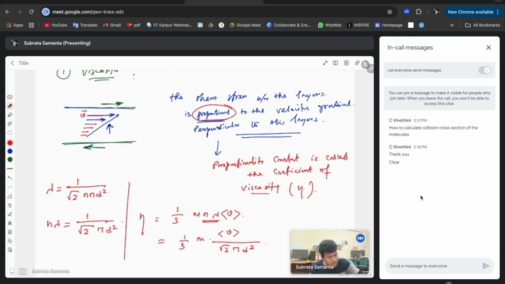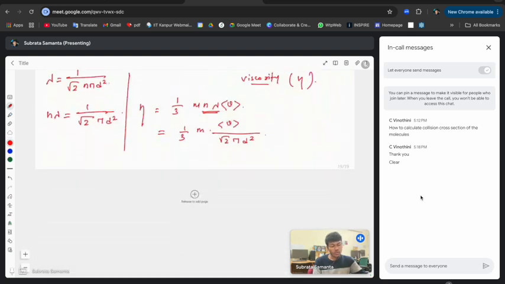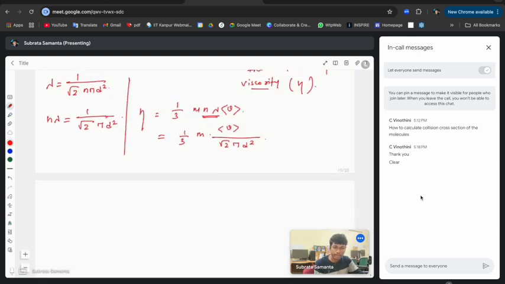So this eta is basically independent of pressure. That is interesting. The coefficient of viscosity eta is independent of pressure. There is no number density n. We just discussed that the number density depends on pressure, but the number density is cancelled. So you can eliminate the number density, which means this is independent of pressure.